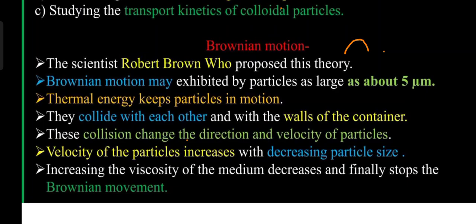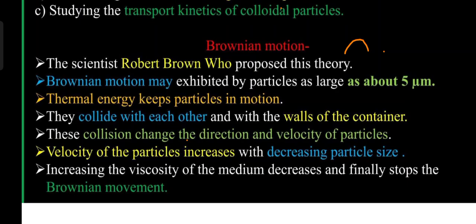If the collision is more, obviously the velocity will be more. If the collision is less, the velocity will be less. The velocity of the particle increases with decreasing particle size. What do you mean by this? Obviously, if the size of the particle is decreasing, then the velocity of the particle will increase. I mean the movement will increase.